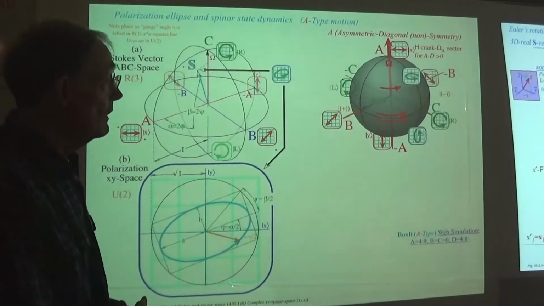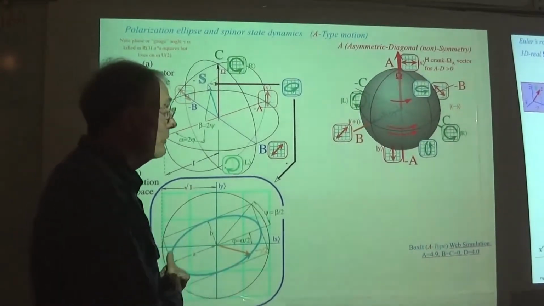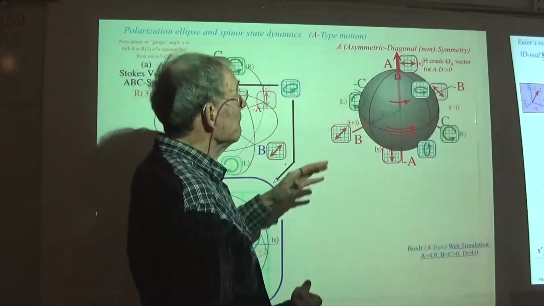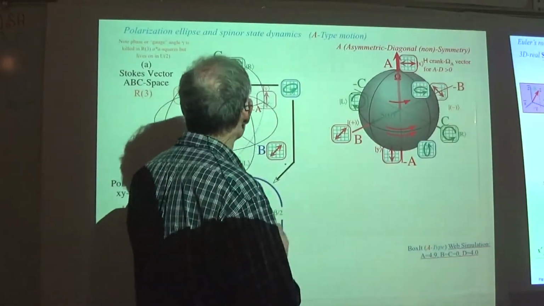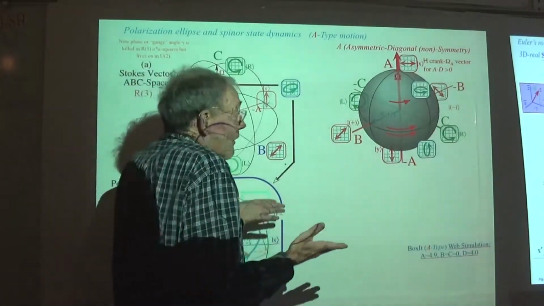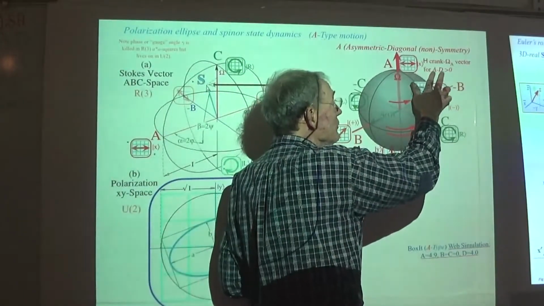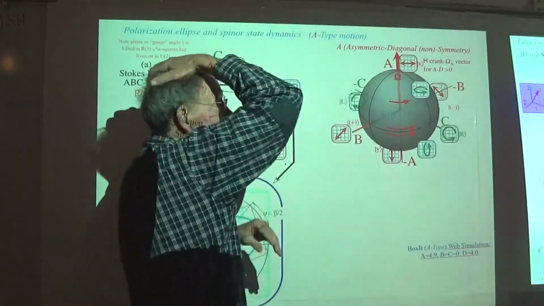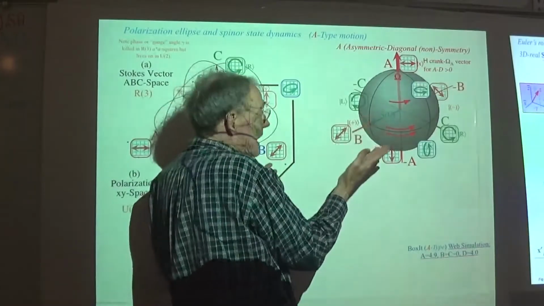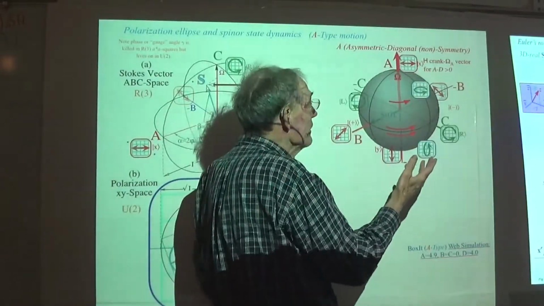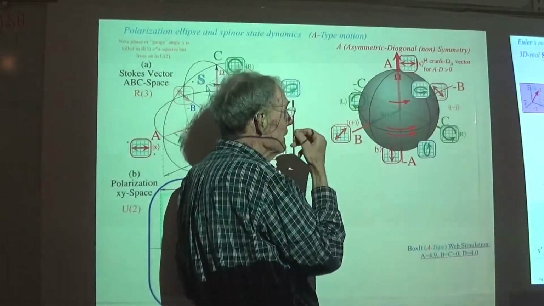So what I want to do today is play with first an A Hamiltonian, pretty dull thing. It's diagonal but off balance. There's an A and a D on the diagonal. A stands for asymmetric diagonal type of qubit, or whatever qubit you're going to be playing with.